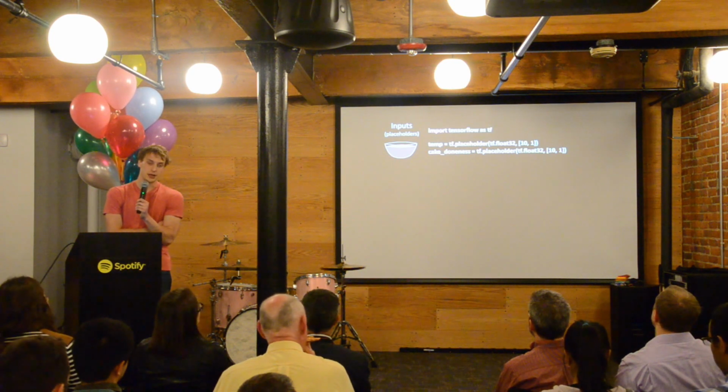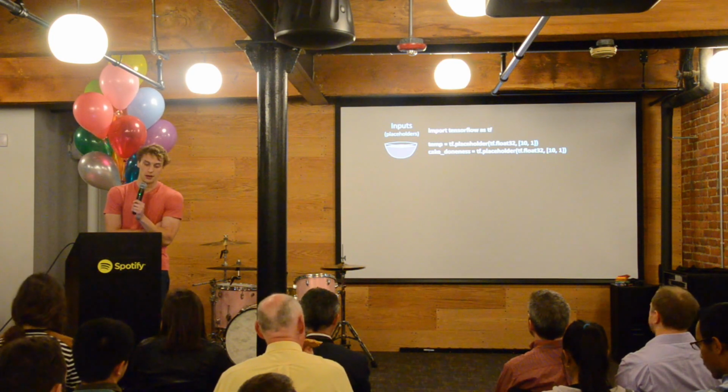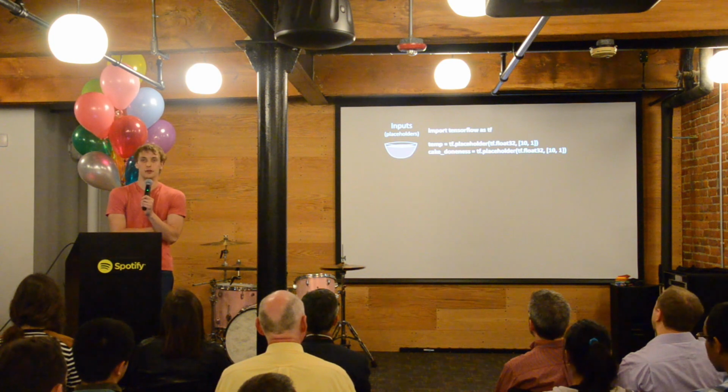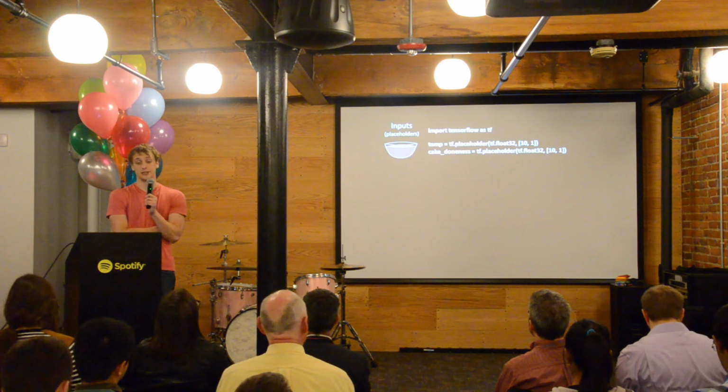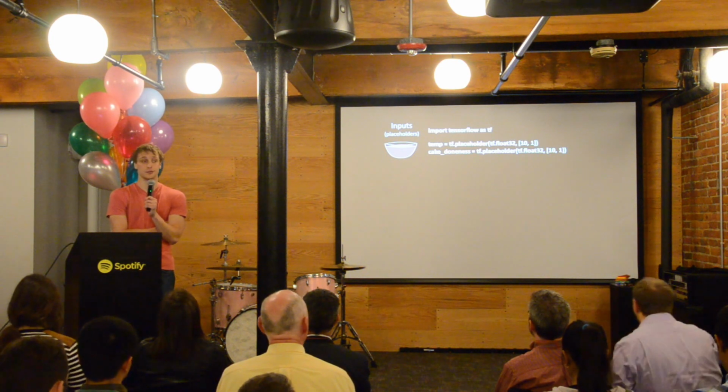Likewise, the cake doneness, or the y values that we collected, are also going to be a placeholder. They're also floating point values. And again, we have 10 examples, and each example is a scalar doneness reading.